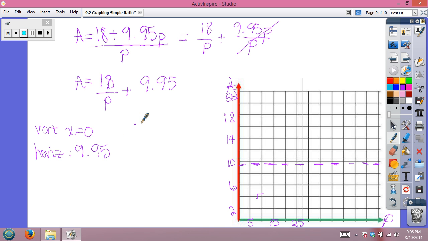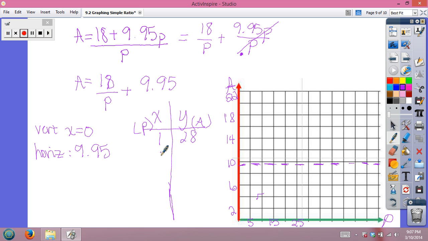So picking some points, we already denoted our k value. So when we pick our x and y values, which will be actually our p and a values, I'm going to choose values that 18 is divisible by so that we don't end up with fractions. So if I picked 1, 18 divided by 1 is just 18, plus approximately 10 will give us 28. So that will be at 1, 28, somewhere way up here.